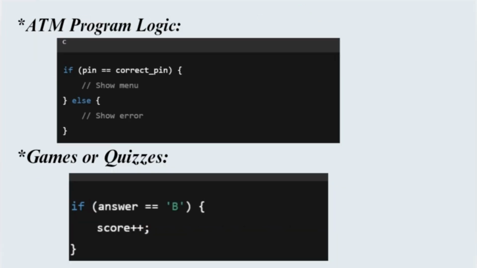Second one: ATM program logic. In an ATM program, control flow plays a key role in ensuring security. For example, the program first checks if the entered PIN matches the correct one. If the condition is true, it shows the transaction menu. If it's false, it displays an error message. This kind of conditional logic is critical for real world applications like banking.